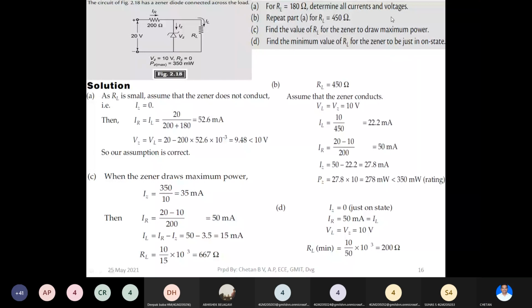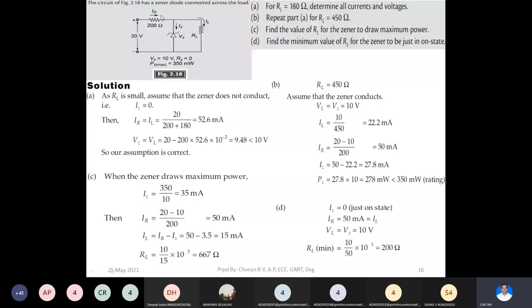So solution, see, initially they have given a very small value for RL. You have already experienced that if there is a small value of this RL, this Zener diode may not conduct. If this Zener diode is not conducting, then this is as good as an open circuit. The entire current IR will flow through IL. It means that as IZ is 0, IL will be equal to IR. So you have to find out IL.